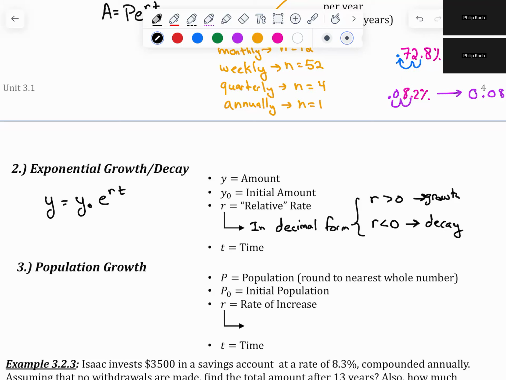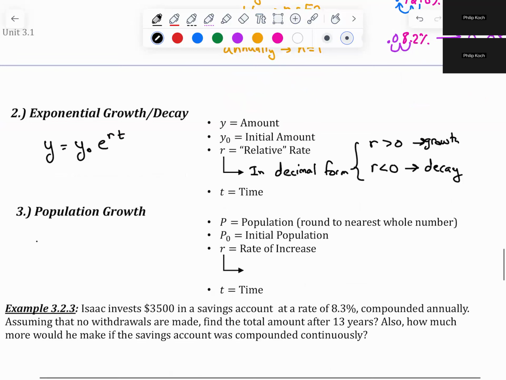And then there is population growth, the final one, which is P for population is equal to P sub 0 times 1 plus R raised to the T, where P sub 0 is the initial population, rounded to the nearest whole number, right?